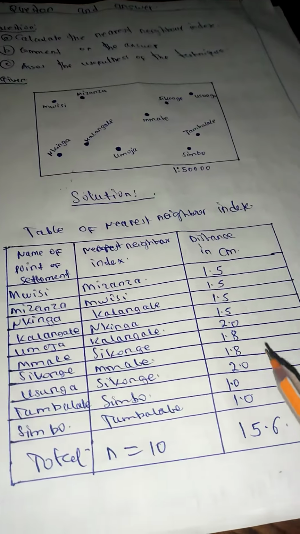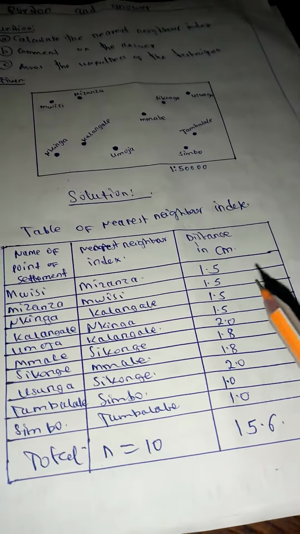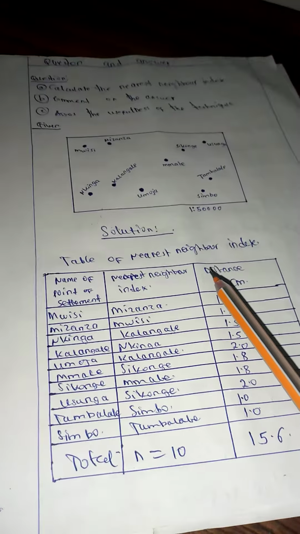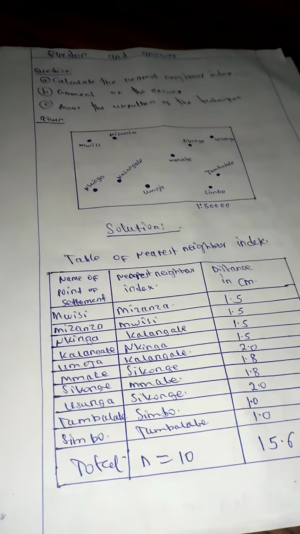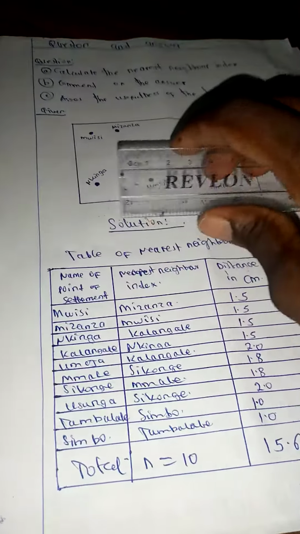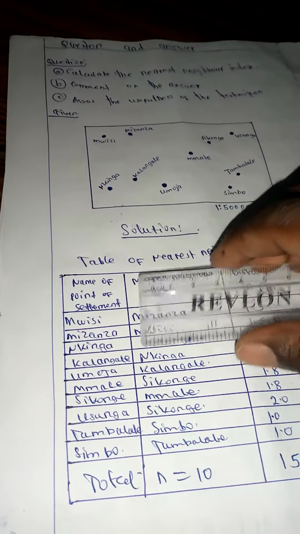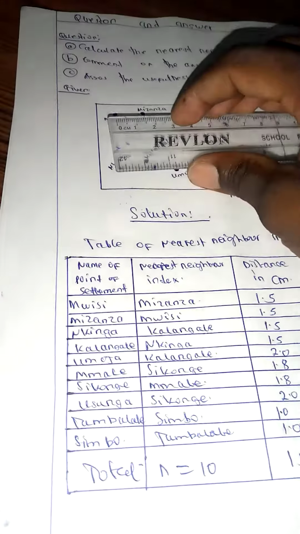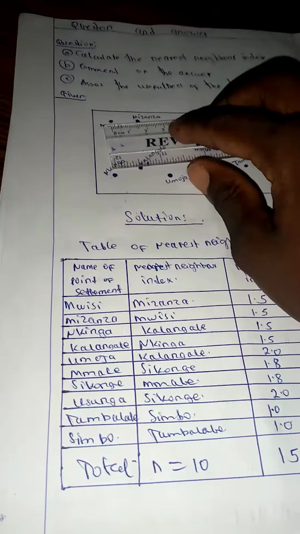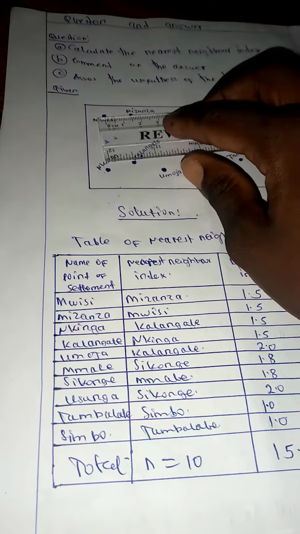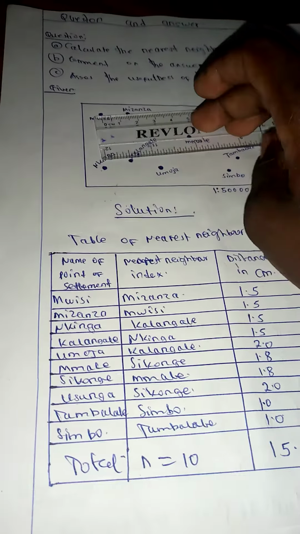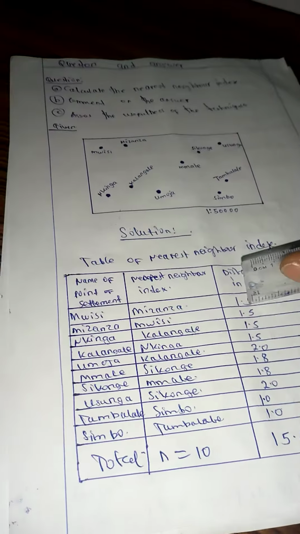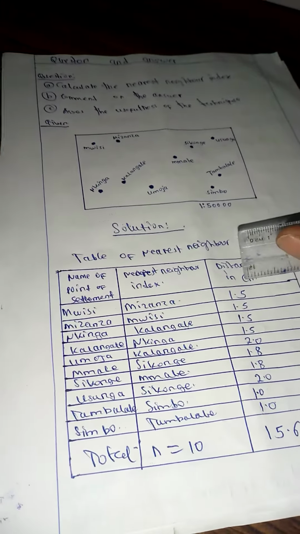Now we are going to look at the distance from this one to this one. Look here at the column which represents distance in centimeter. We are required to measure the distance. Let us measure the distance from Mwisi to Mizanza. When you put the ruler here, the distance from Mwisi to Mizanza is 1.5. That's why I have written here 1.5, in centimeters.